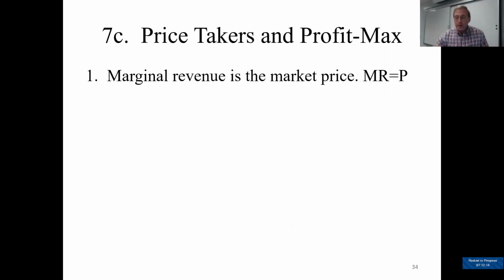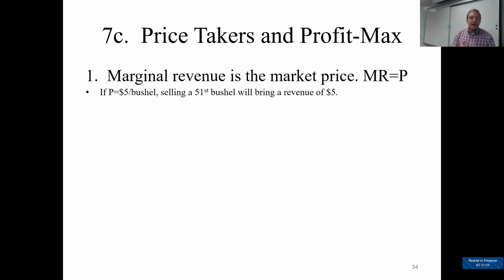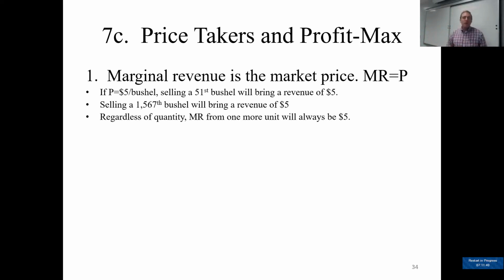Well, we already know what the marginal revenue is, right? It's the market price. Marginal revenue is the revenue that you get from producing 1 more unit. Every time you produce 1 more unit in a price taking situation, you get the market price. So if the price of wheat is $5 a bushel, a 51st bushel sold will yield a revenue of $5. Selling a 1,567th bushel will bring a revenue of $5. Every bushel, regardless of quantity, the marginal revenue from 1 more unit in this case will always be $5. That's easy. Marginal revenue is the market price.